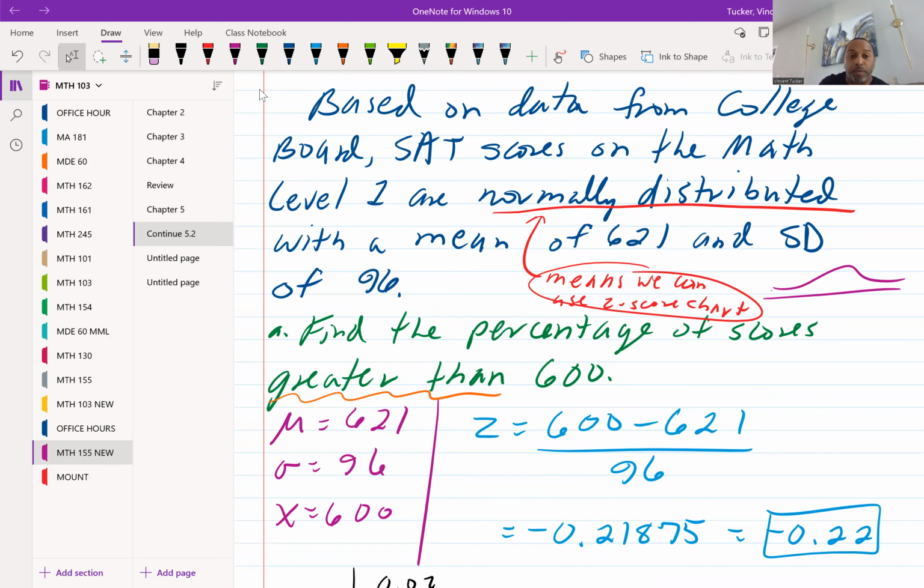Our mean is 621. Standard deviation is 96. And the data value in question, talking about being greater than 600, is X. So when it comes to Z-score, that's 600 minus 621 divided by 96. And notice it gives us negative 0.2188, but we need to round to 2 decimal places. So it's negative 0.22.